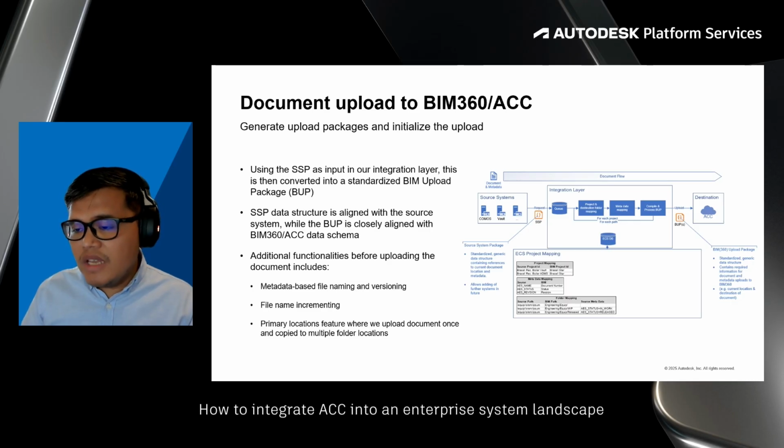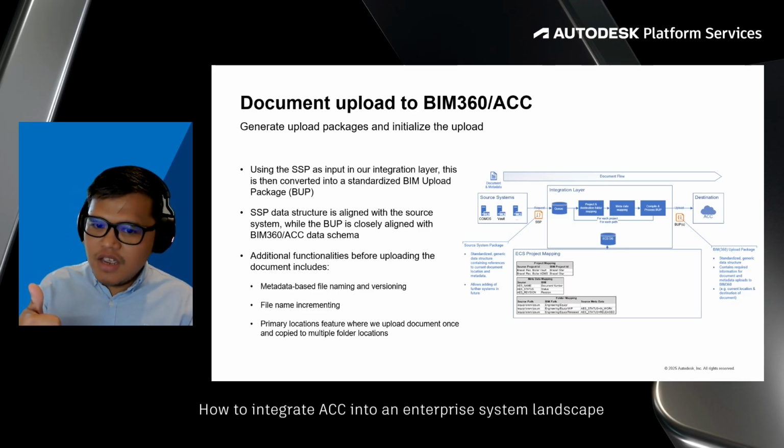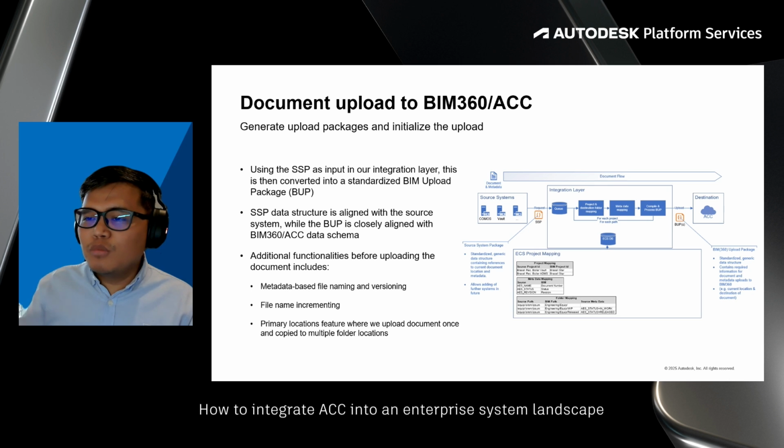Another functionality that we added before the actual upload is the ability to upload once and copy it to multiple target locations in ACC. So technically, it's just using the same version of the document and copying it to multiple folders in ACC.